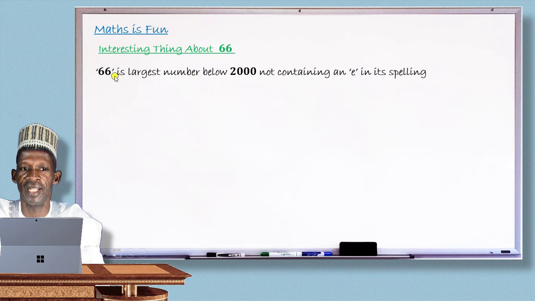All other numbers from 67 up to 1999, if you write them in words, you discover that they contain the letter E in their spelling. So 66 is the largest that doesn't contain E. Of course, there are other numbers below 66 that don't contain the letter E. But from 66 up to 2000, all those numbers in between, if you write them in words, there must be the letter E in their spelling. So 66 is a very special number. We see more of these interesting things in mathematics in our subsequent lessons.